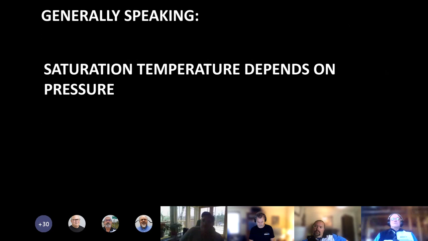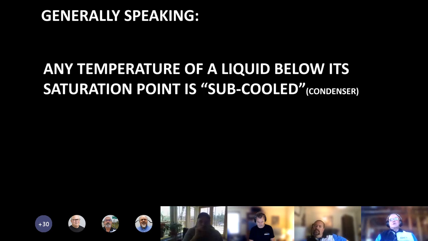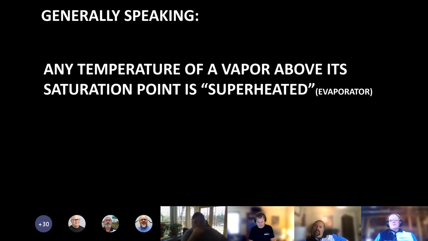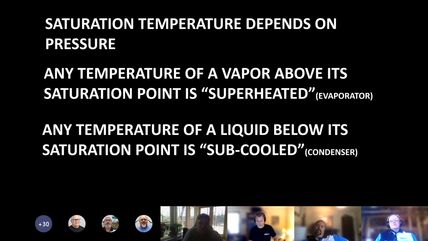Generally speaking, and as we know, saturation temperature depends on its pressure. The boiling point of any liquid or vapor changes with its pressure. Any temperature of a liquid below its saturation point is called subcooled. So that has to do with a condenser. Any temperature of a vapor above its saturation point is superheated. And that's what's going on in the evaporator. Again, summary slide of the three definitions. Are there any questions so far?